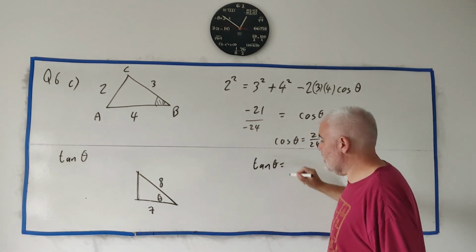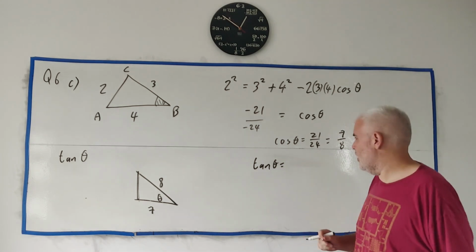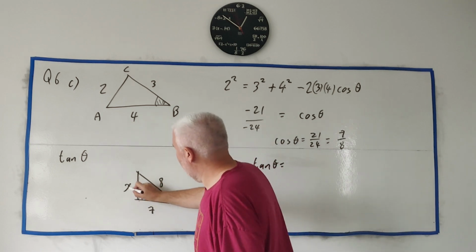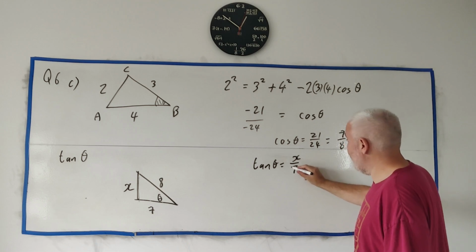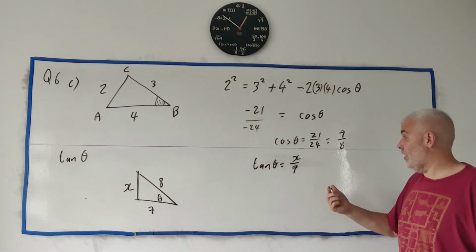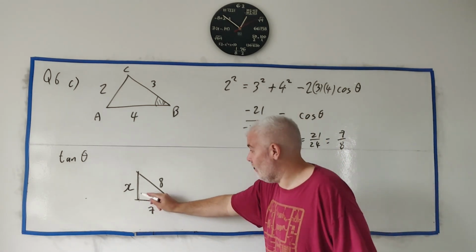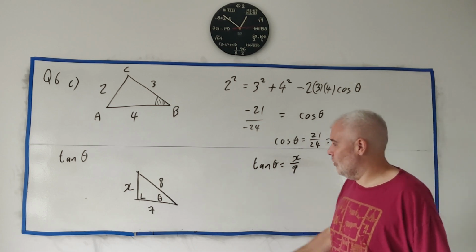So if you want to find tan of theta, it's just equal to the opposite over the adjacent. So let's put in a letter here. We haven't used x or anything, have we? Put in x here. Tan theta is actually just equal to x divided by 7. All we have to do is find what x is. And that is actually Pythagoras' theorem now. No cosine rule needed at all.